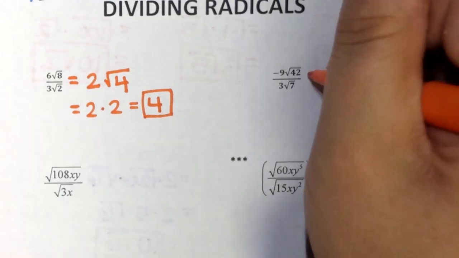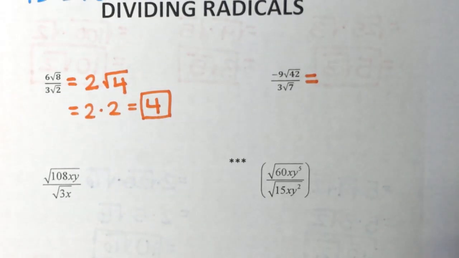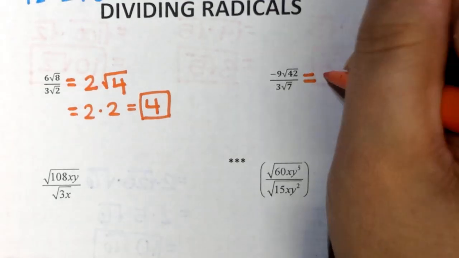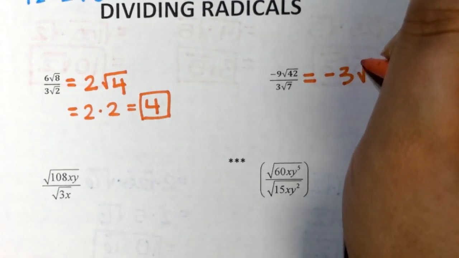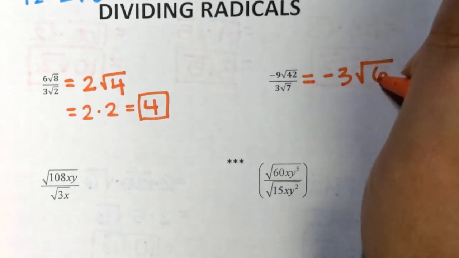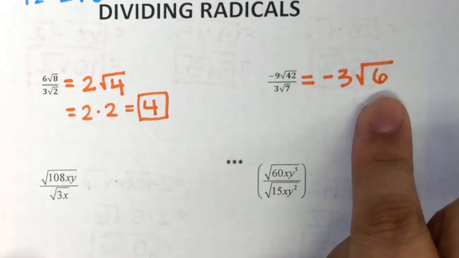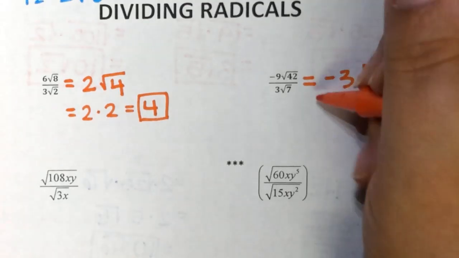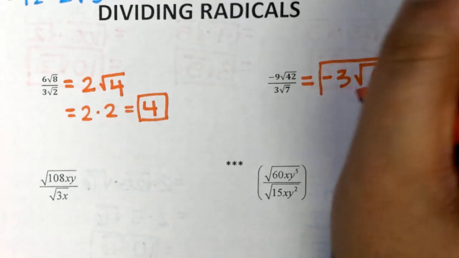My next one. Divide the coefficients. -9 divided by 3. 42 divided by 7. Can I simplify that out? No, it's done. You're done. We like those.